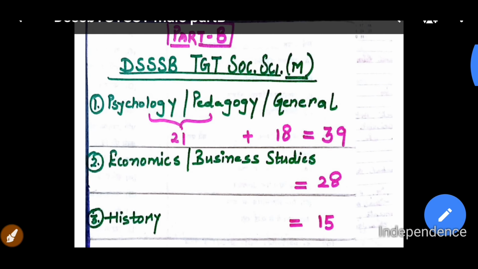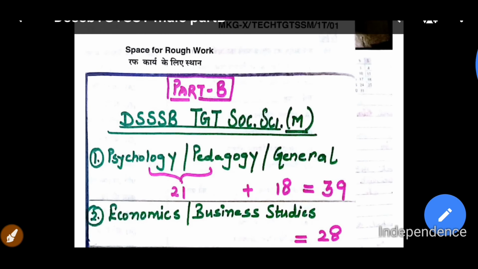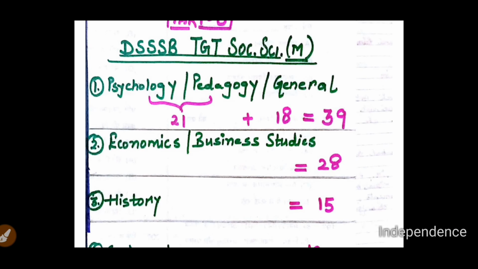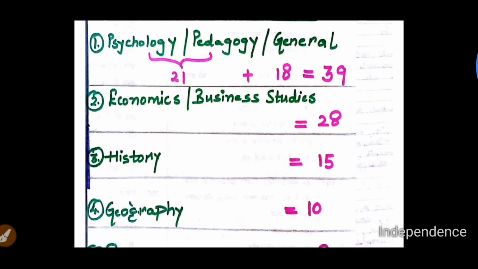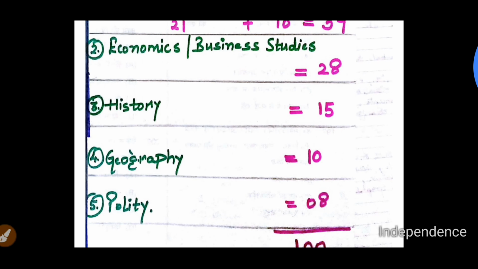Okay guys, so this was the analysis and the topic-wise split up of the TGT Social Science Male exam. I suppose this is going to be helpful for the potential female candidates for the same exam, whose exam is going to be held next month. I guess the date is October 15th, and likewise there are 3 dates for the same.